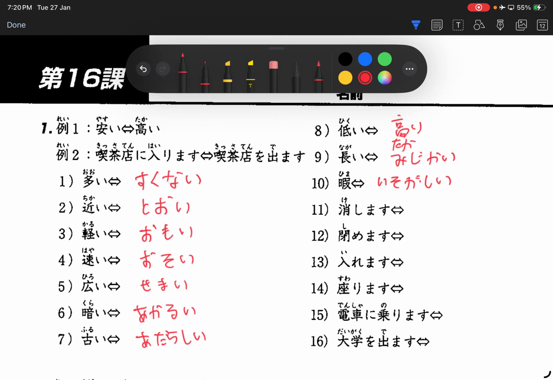Number 11, keshimasu. Tsukemasu. Right, keshimasu means you turn off something. So opposite is going to be turn on something. Tsukemasu. Any other one? Kakimasu. Why kakimasu? What is your meaning of kakimasu? Okay. She thinks of keshimasu as in to erase. So kakimasu is to write. So okay, write and erase.